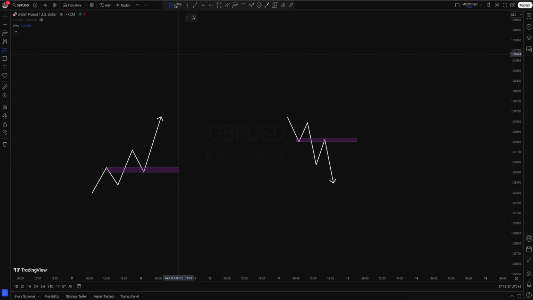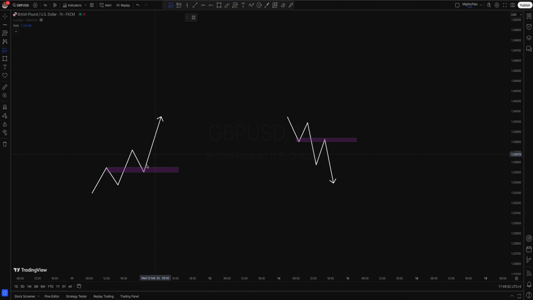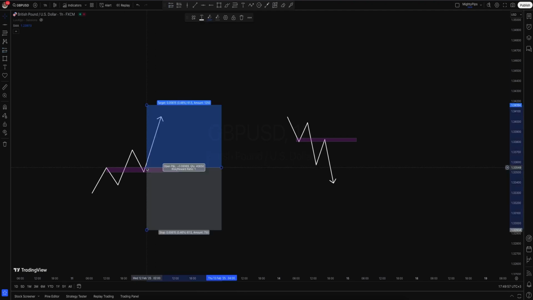For a long position, you come here and choose long position. You see that the tool is named long position. Or on the left panel, if you click here and go to projection, you choose the long position, this one, okay? And then you drop it where you're going to enter the trade from. You can just drop it there like this.